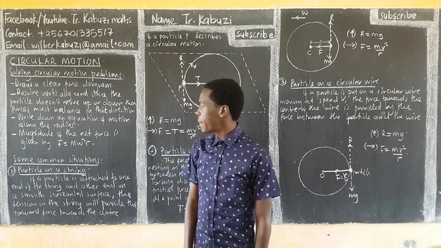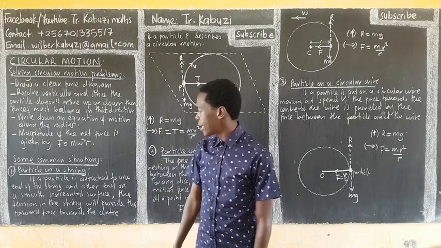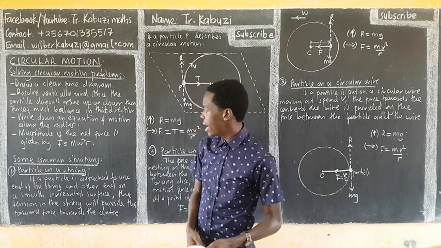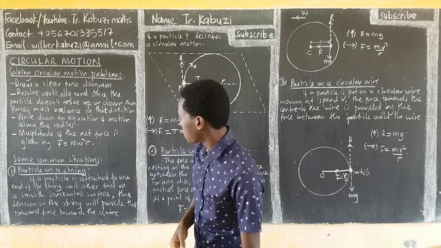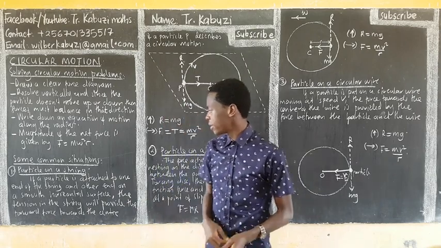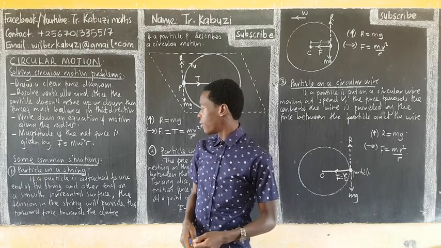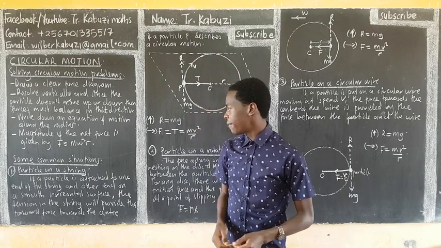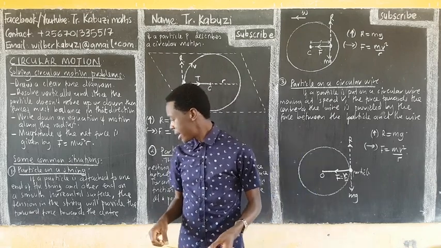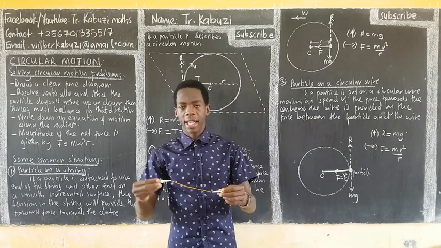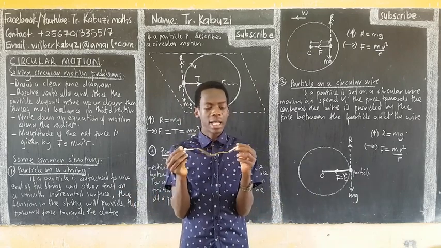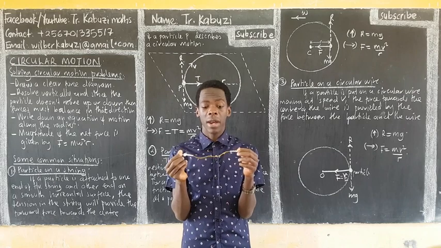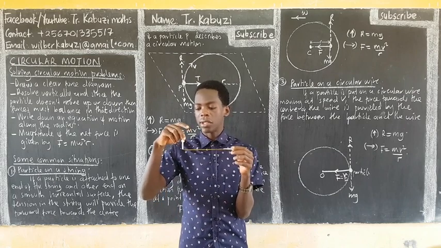Some common situations: particle on a string. If a particle is attached to a string, with the other end on a smooth horizontal surface, the tension in the string will provide the force towards the center. So, for example, this is the case. We have a particle attached on one end of the string.